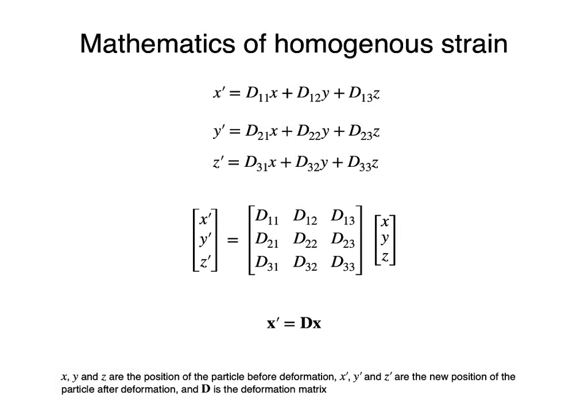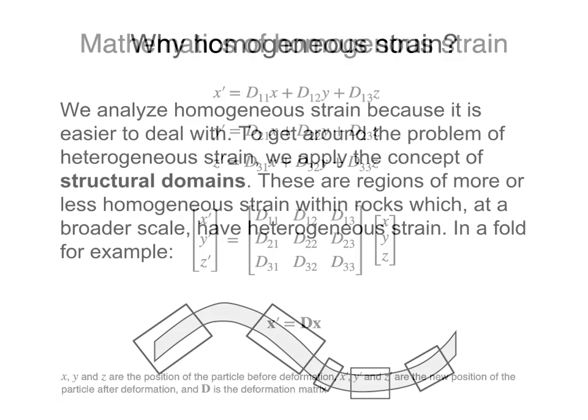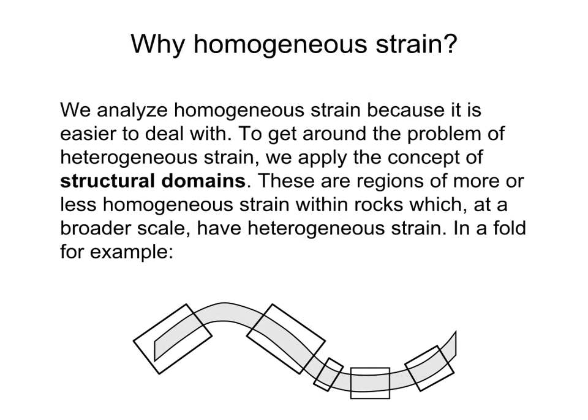The mathematics of homogeneous strain is rather straightforward. One needs to look for a matrix, D, which relates the final, x', y', and z', and initial, x, y, and z, locations of the rock particles. This matrix D is known as the deformation matrix, and from it, we can calculate the strain. We will look at this later. We use homogeneous strain because it is simpler than heterogeneous strain.